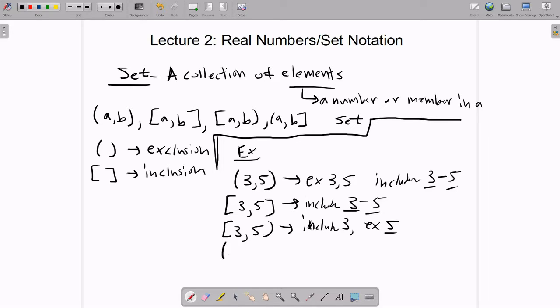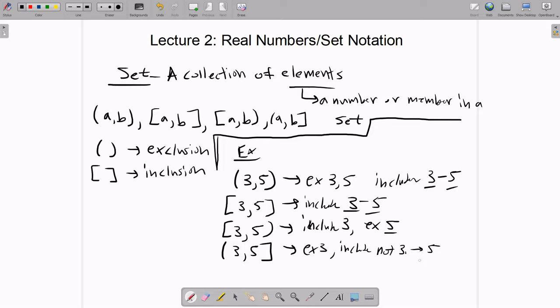On the flip side, if you want to do parentheses 3 or bracket 5, you exclude 3 or lower, but you include anything above 3 that is not 3, and up to 5. So you can have 3.000001 all the way up to 5.